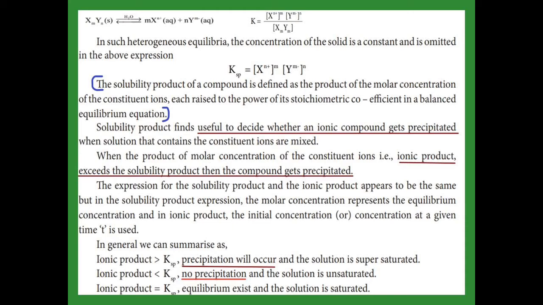What does stoichiometric coefficient mean? It is the number of moles we balance in the balanced equation, called the stoichiometric coefficient in the balanced equilibrium equation. This solubility product is useful to decide whether the ionic compound gets precipitated or not.